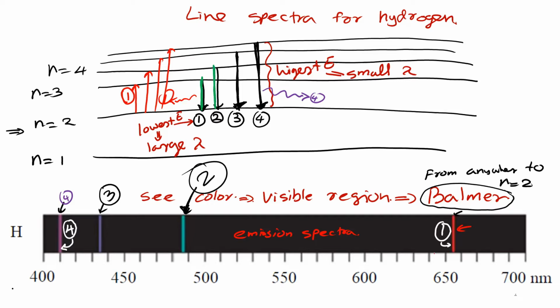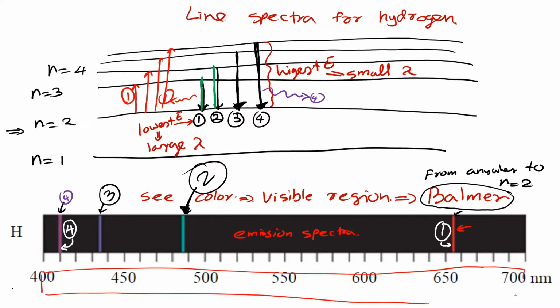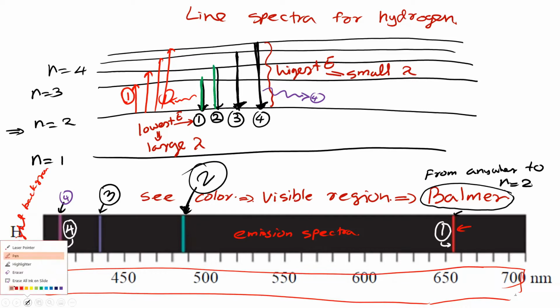So if this was an absorption spectra, let's see, this is the absorption spectra. So you have a bright background. This spectral line or the transition number 1 will appear as a black line here. So this is again your spectral line number 1 as shown here. So that is kind of summing up where we stopped last time.